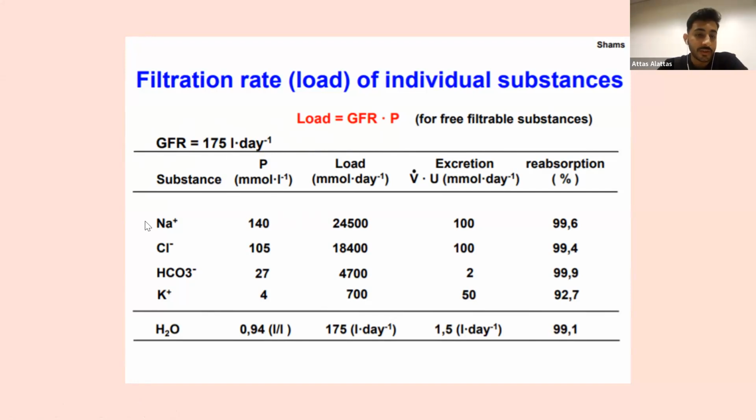So for you to know how much, for example, sodium is filtered in the kidney, you multiply the plasma concentration of sodium by the GFR. So 140 multiplied by 175 gives you 24,500,000 (24,500 in the slide's units). The same goes for the other substances. But from this table, you can notice that most of the substances filtered are sodium and chloride. The other substances are less filtered than sodium and chloride.